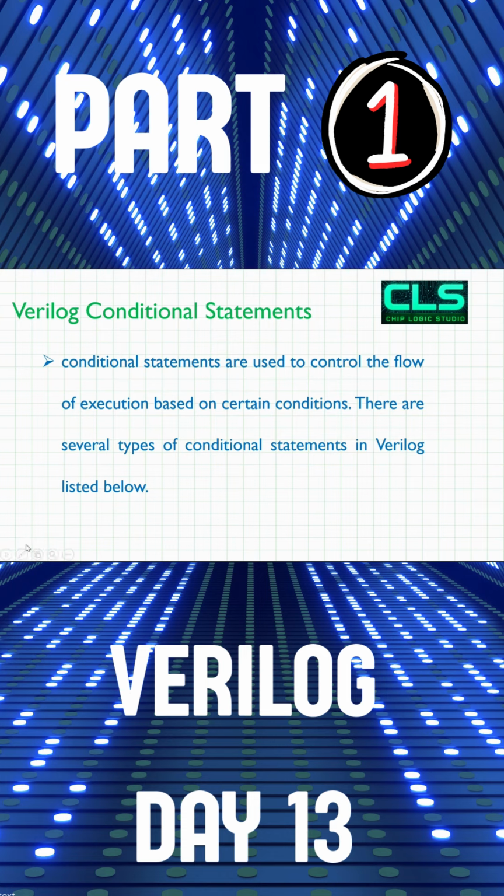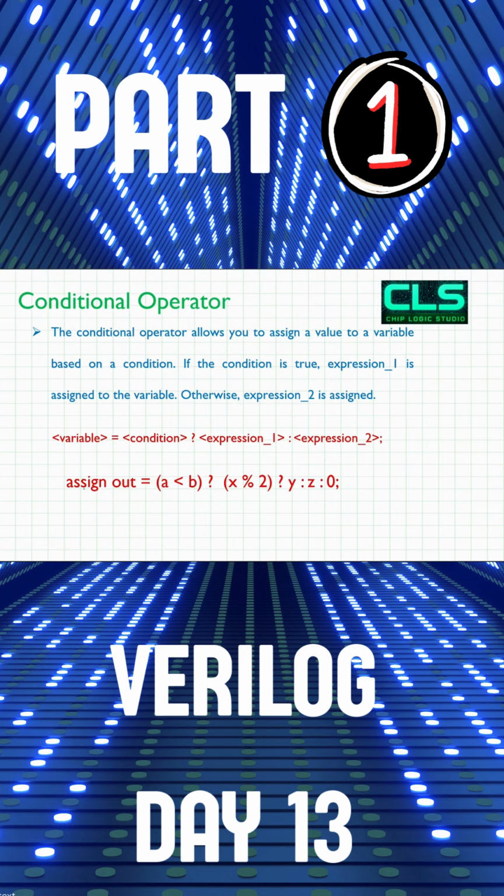So this is only the introduction of what I have told you now. So let's directly jump to our coding part. The conditional operator, which I mostly use, allows you to assign a value to a variable based on a condition. So basically, if the condition is true, it will assign that to our output. If the condition is true, then expression 1 will be assigned.